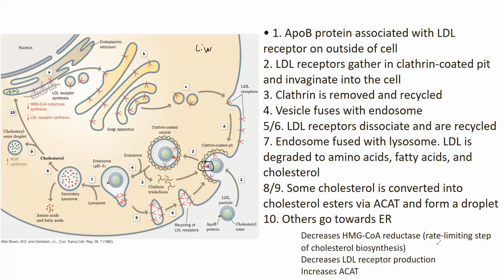HMG-CoA reductase is the enzyme that is the rate limiting step for making cholesterol. So what this says is that if you eat cholesterol, some of that goes to the ER, which turns off you making cholesterol, which makes sense. If you just ate it, why would you need to make more of it? So turn that off. You also shut off your LDL receptor. So once your liver has gotten cholesterol, it will stop making LDL receptors and stop intaking that cholesterol. And it will also increase ACAT. So any cholesterol we still have around can be used in biosynthesis, basically.